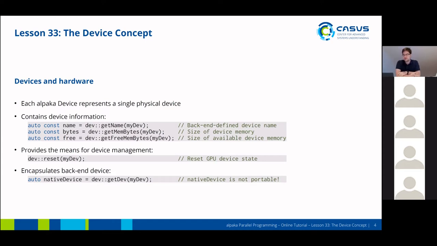And if you really need to, you can also access the encapsulated backend device. So there's the getDev function that will return whatever the underlying backend uses to manage the device. So I think on CUDA, this would be a simple integer, but on other backends, this may be something else. However, this is not portable. So if you call this for one backend and then you switch the backend, it may not work at all. So keep this in mind if you use this function.